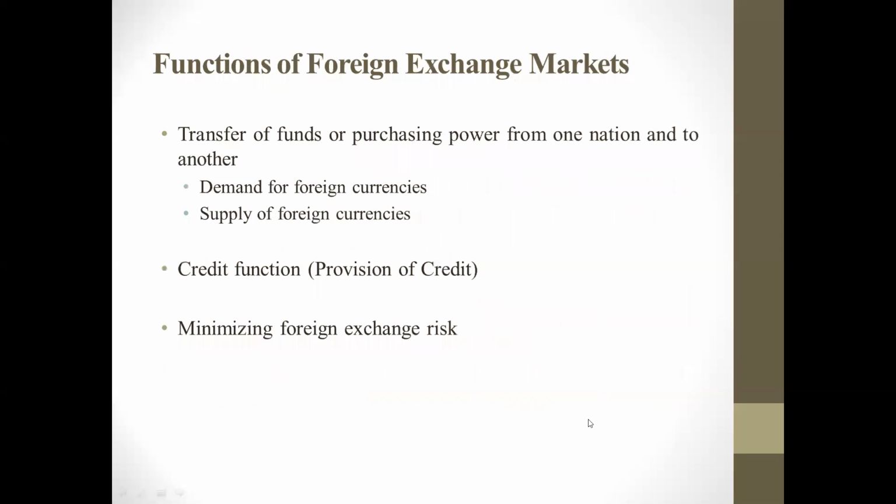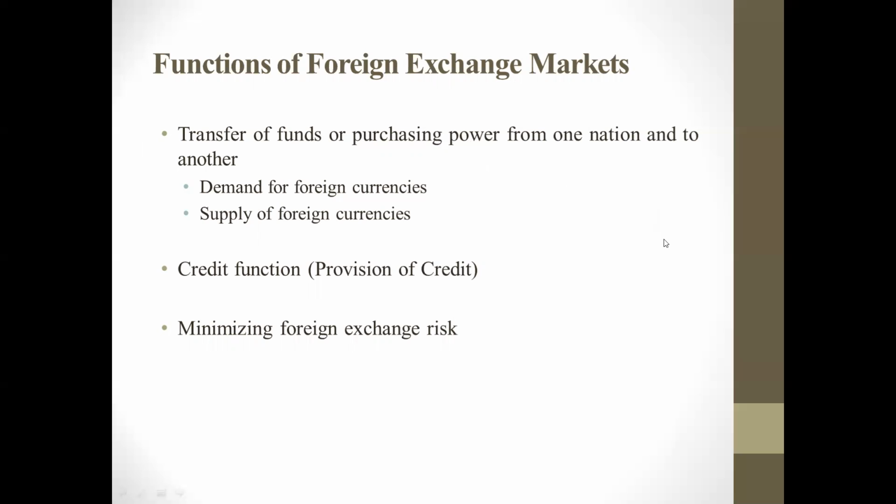Now let's move on to the functions of the foreign exchange market. We know that the domestic market function is transferring purchasing power. If you have money or some sort of credit facilities, you can transfer your purchasing power in terms of goods and services. In the foreign exchange market also, the first and most important function is the transfer of funds or purchasing power from one nation to another nation.